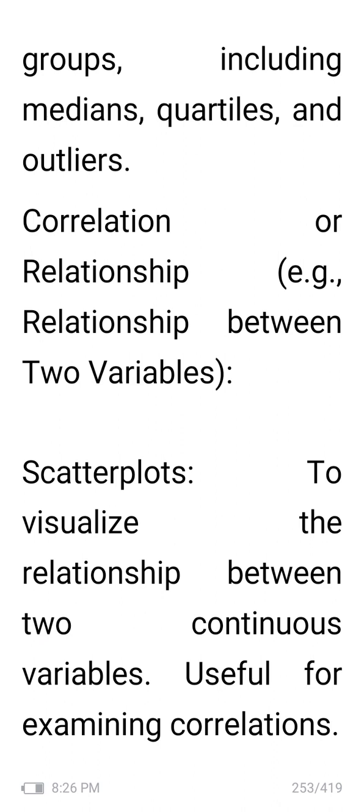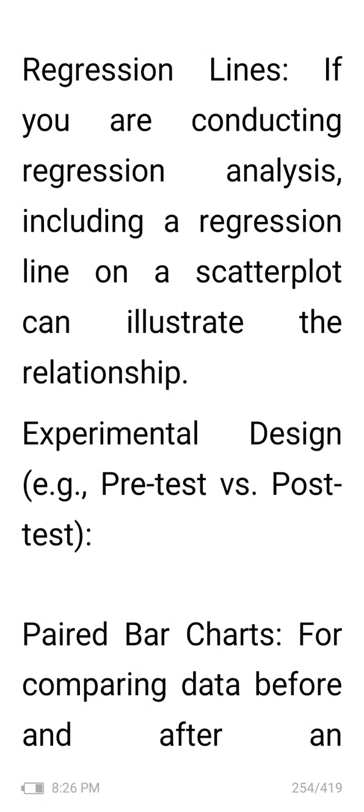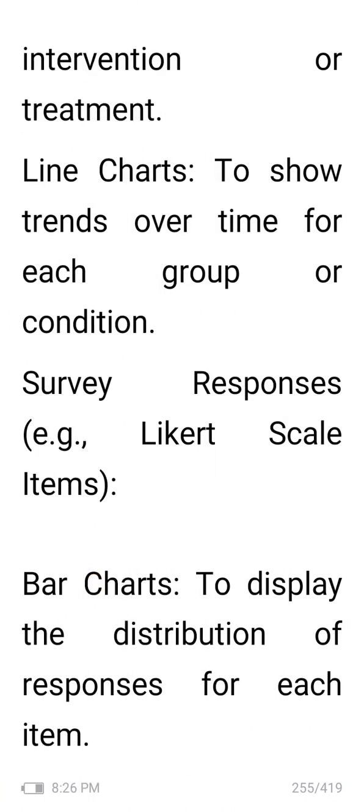For correlation or relationship between two variables, we will be using scatter plots to visualize the relationship between two continuous variables, useful for examining correlations. Then regression lines. If you are conducting regression analysis, including a regression line on a scatter plot can illustrate the relationship. Then experimental design, pre-test versus post-test. Paired bar charts for comparing data before and after an intervention or treatment. Then line charts to show trends over time for each group or condition.